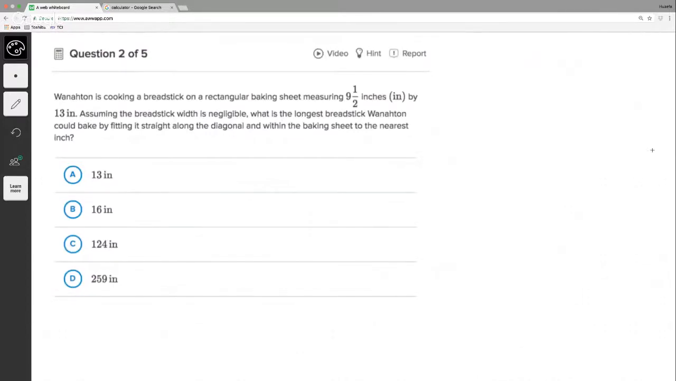Wonton is cooking a breadstick on a rectangular baking sheet measuring 9.5 inches by 13 inches. Let's go ahead and draw it out. So we got 13 inches. You can do it either way. Doesn't matter which one's length or height or width. 9.5. Assuming the breadstick width is negligible, what is the longest breadstick Wonton can bake by fitting in a straight line along the diagonal?